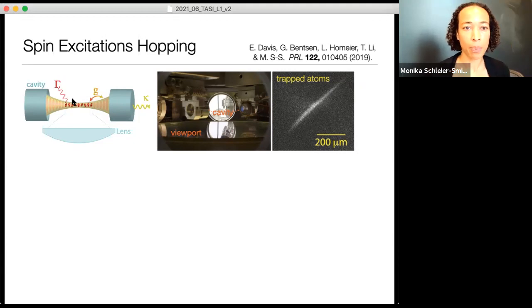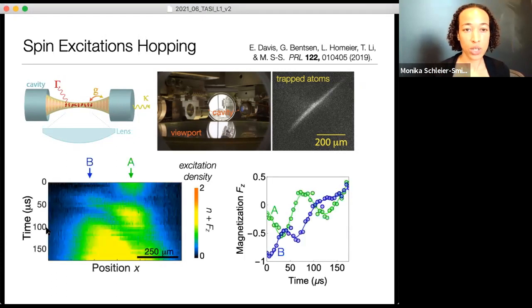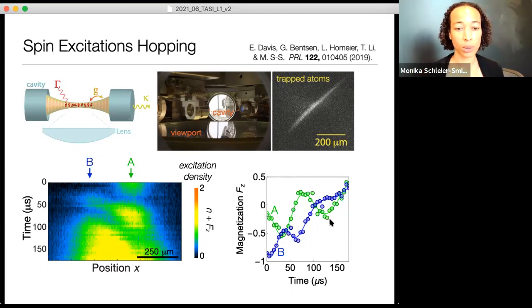And we're going to take some pictures of what the spin excitations do in this system. As a simple example, here's an experiment where each row in this image is an image of the density of spin excitations in our atomic cloud versus position along the cavity. The vertical direction is time. This is an experiment where at t equals 0, we flipped some spins up and then turned on the light that generates the interactions. And what you see is that these spin excitations that were originally in region A hop over to region B and hop back. There are some oscillations, which indicate some quantum coherence in the system.